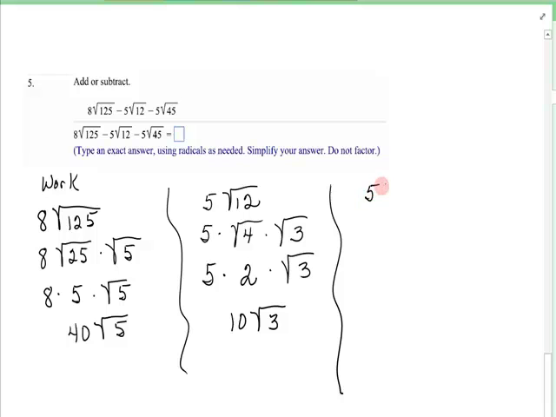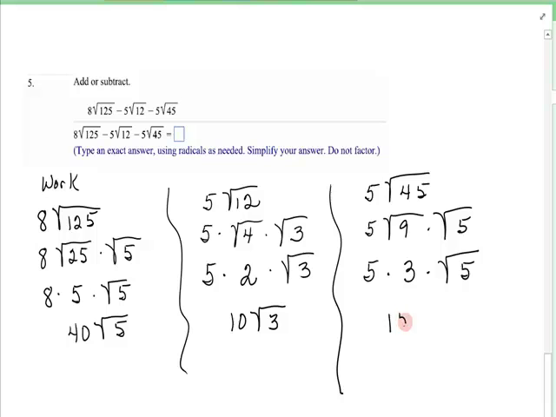Last, I have 5 times the square root of 45. Can you think of a perfect square that goes into 45? How about 9? This is 5 times the square root of 9 times the square root of 5. Keep the 5. The square root of 9 is rational, 3 times the square root of 5. Or 15 times the square root of 5.